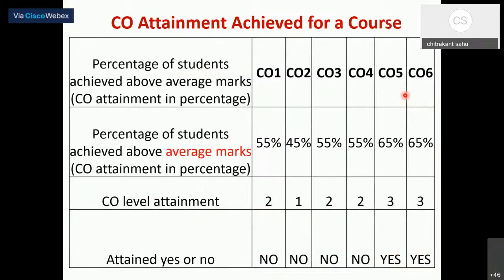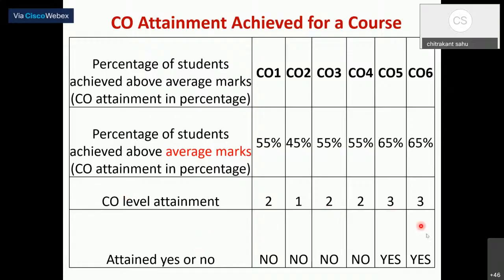This is the summary sheet showing how the CO attainment can be computed for the different COs. COs can range from 1 to 6, and we need to see the percentage of students who achieve above average marks. Above average marks we compiled from the midterm, interim, and all other exercises, let's say out of 100, and we have to categorize it CO-wise. Then I computed that only 50% of the students attained CO1, only 45% attained CO2, and so on. So accordingly will be the attainment level.